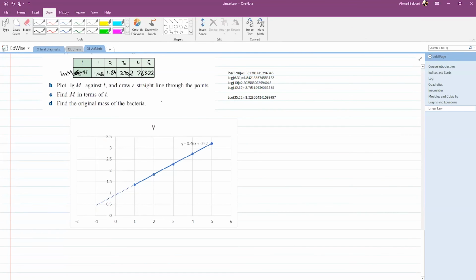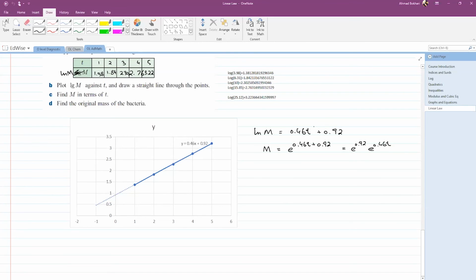So y here is basically capital Y. Okay. So we know that this is going to be ln m equals 0.46p plus 0.92, where 0.46 is my gradient. Oh, sorry, 0.92 is my y-intercept and 0.46 is my gradient. And now I'll make m the subject, so it all becomes m equals e to the power 0.92 times e to the power 0.46p. And you can obviously just show this.